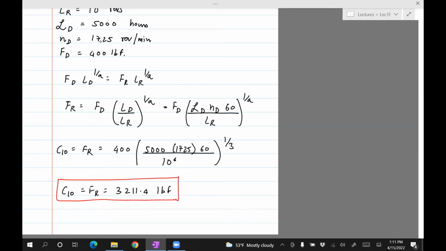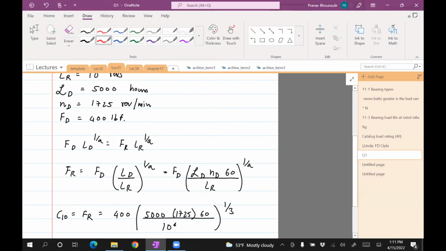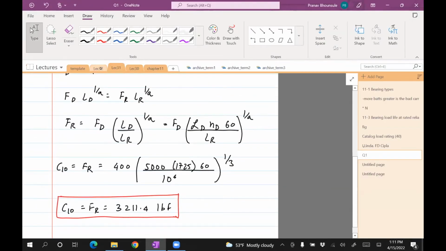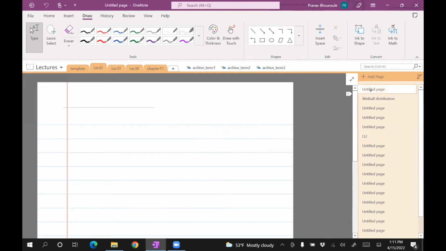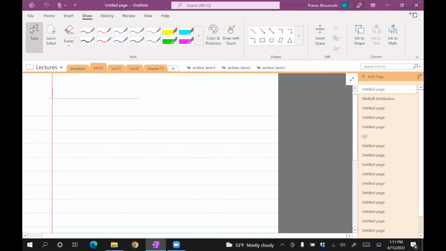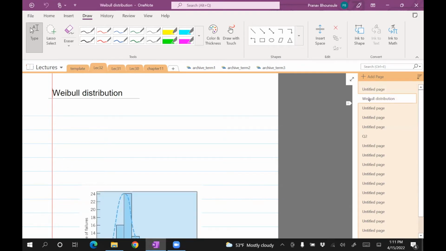Okay, so that was a straightforward problem. Let's now move on to a different topic where we'll talk about reliability versus life. And for that, we need to use what is known as the Weibull distribution. So let me just start with that. We are in section 11.4.